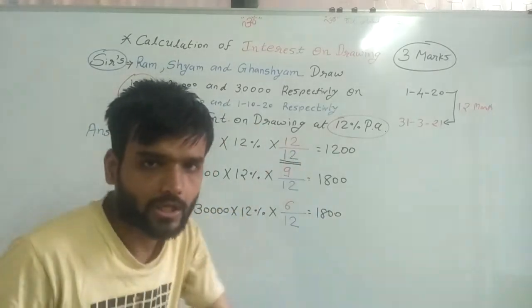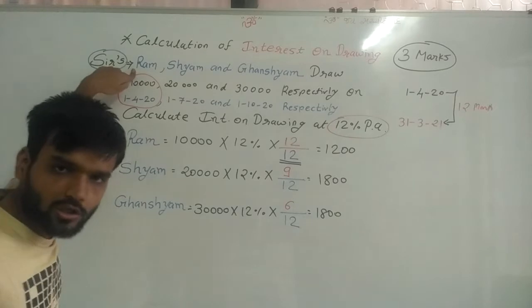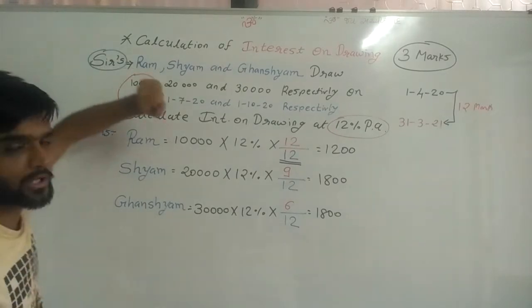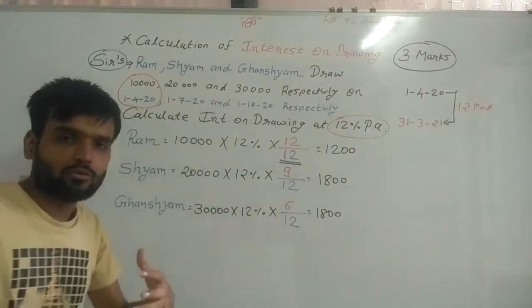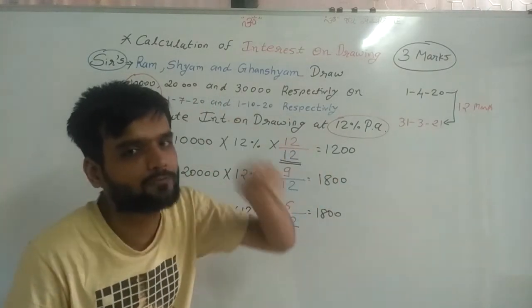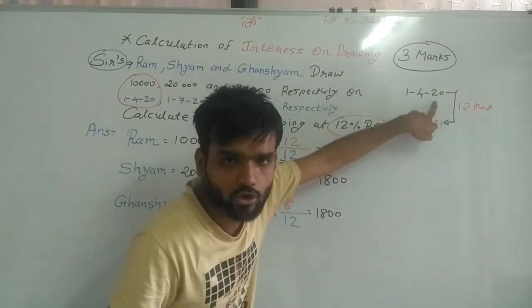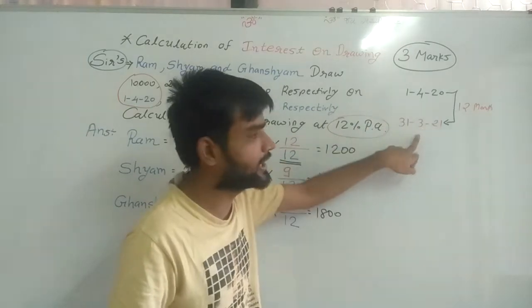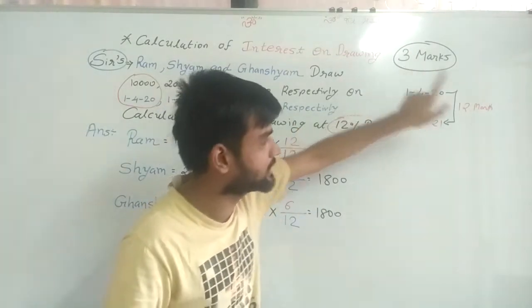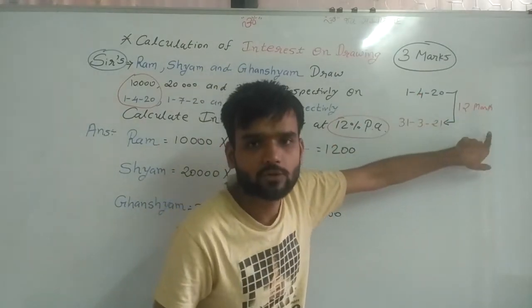Now again I repeat, calculation of drawing for Ram. Now interest on drawing, for that we need to calculate the number of months before how many months the person has withdrawn money. So on 1/4/20 the person has withdrawn money, and up to year end date, 1/4/20 to 31/3/21, the number of months is 12.